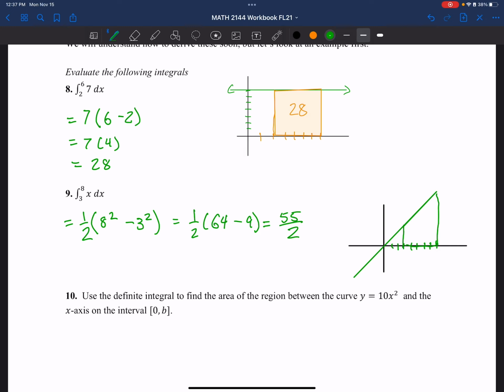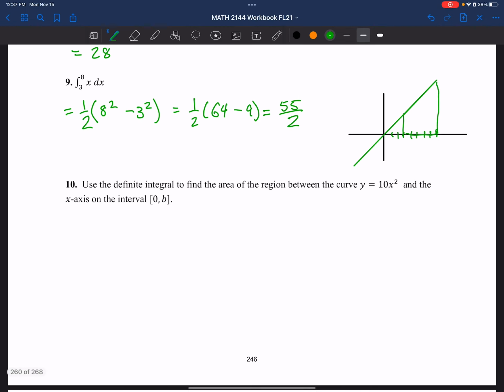Okay. So the last one is a general one, where we're saying from 0 to b. So let's go ahead and set this up. See how this is worded. Use the definite integral to find the area of the region between the curve y equal to 10x squared and the x-axis on the interval from 0 to b. And b is just one of those things that could be 10. It could technically even be negative if you wanted, but then you could use other tricks to switch the interval. We'll talk about that more later. So really, this question is asking us to consider the definite integral from 0 to b of 10x squared.